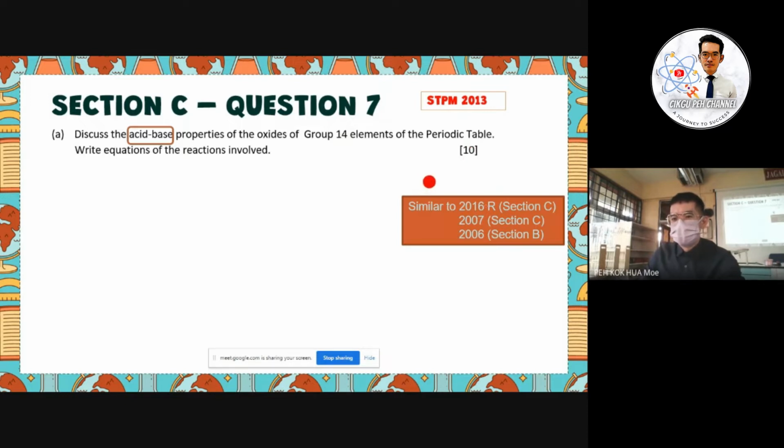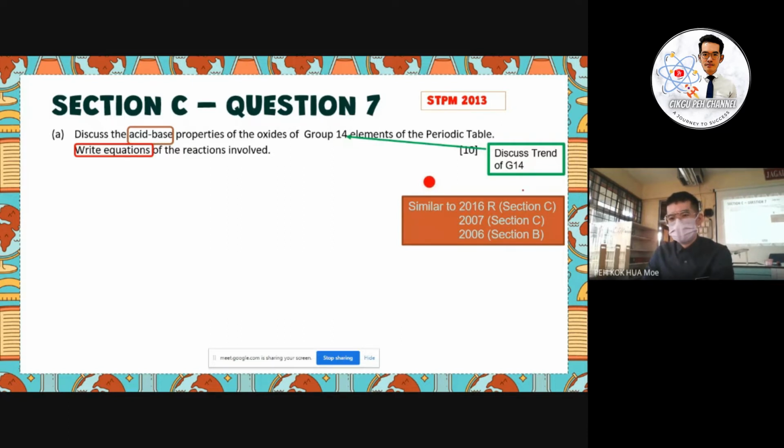If you look at the other similar questions I stated, they are only about 4 to 5 marks, but here the question emphasizes writing the equations, so that you can get the full 10 marks. If you just discuss the acid-base property of the oxides like the previous question, you will not get the 2 marks, because you have to discuss the equations. The question asks you to discuss the oxides of group 14 elements, so you have to discuss the trend.